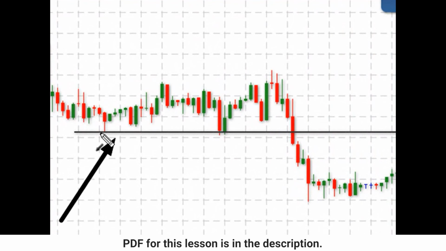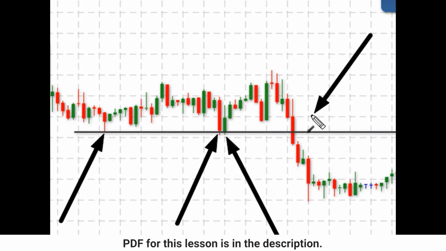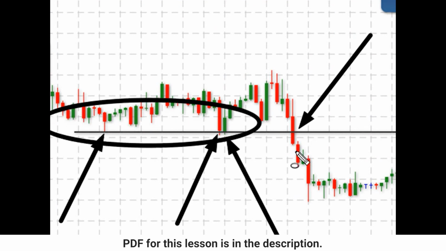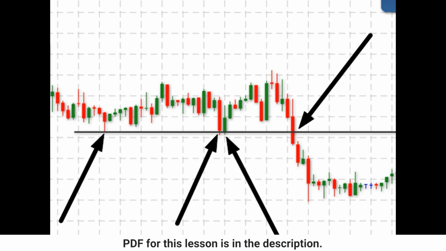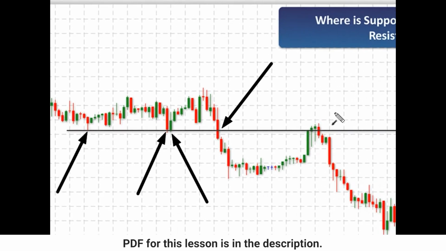We've got touches to a horizontal line. Then price breaks that line. Now what is the line in this area right here? Is it support or is it resistance? It's support, of course, because price is above the line. And when price is above the line, it provides support for price. After the line is broken to the downside, support then turns into resistance when price cannot break totally up above it. It bounces off it and carries on moving down.